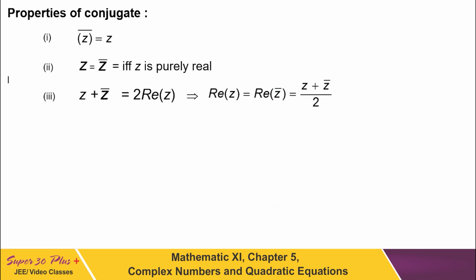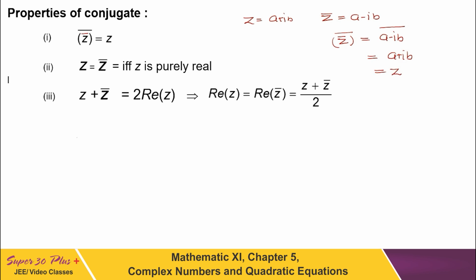Now students, we are going to study properties of the conjugate. First property is z bar whole bar is equal to z. What is the meaning of this? Let z is equal to a plus iota b. Then as we know, z bar is equal to a minus iota b. Then what is the value of z bar whole bar? It is equal to a minus iota b whole bar, which is equal to a plus iota b, which is equal to z.